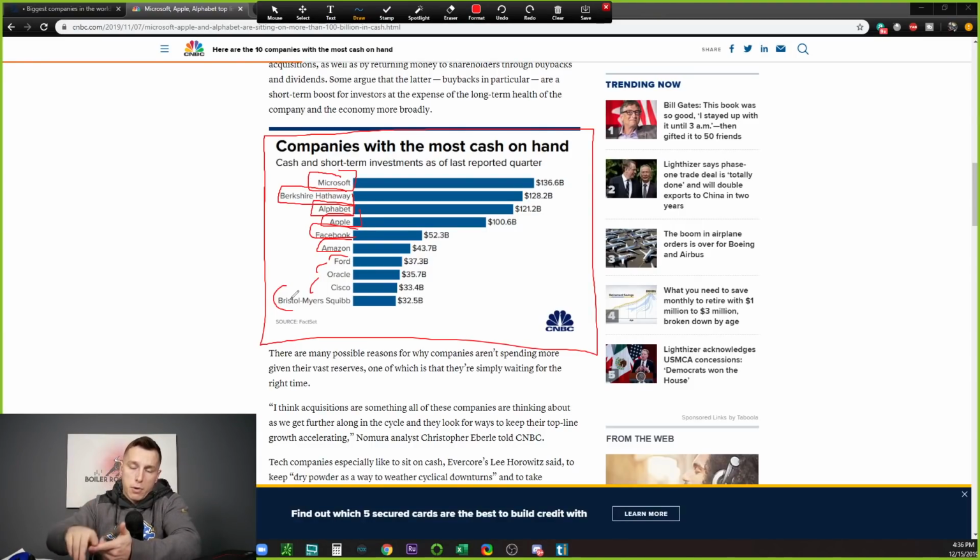So just taking a look at market capitalization and then taking a look at the cash on hand for Apple, it's clear to see that Apple is a major player within the stock market.